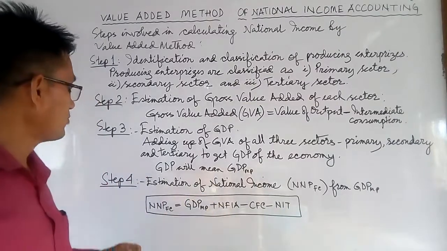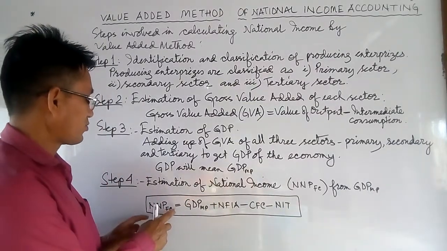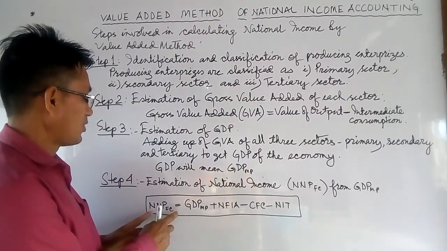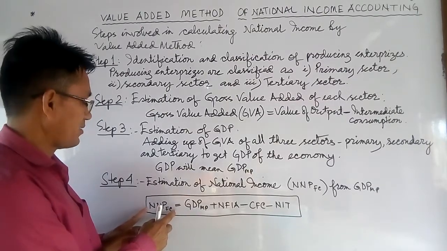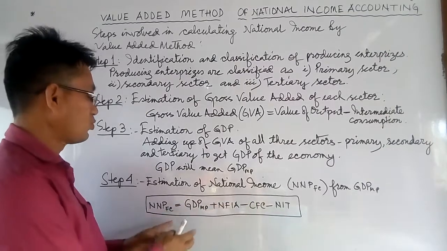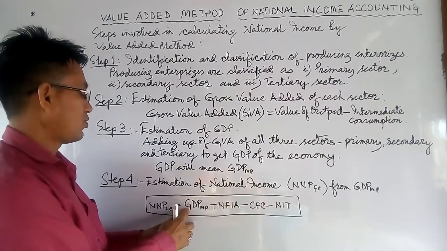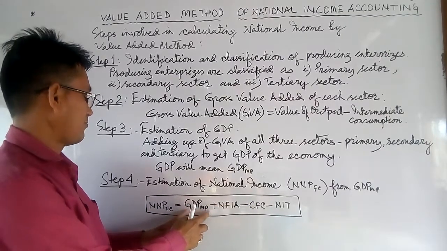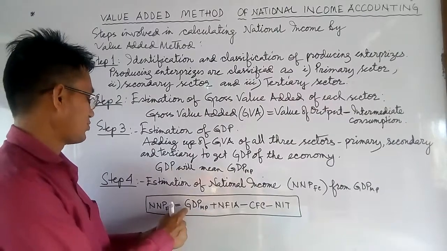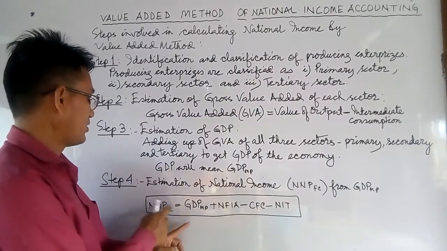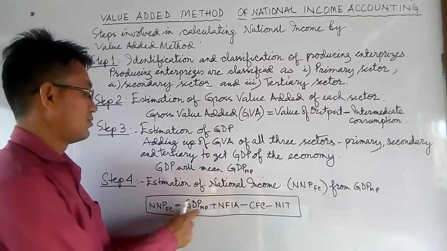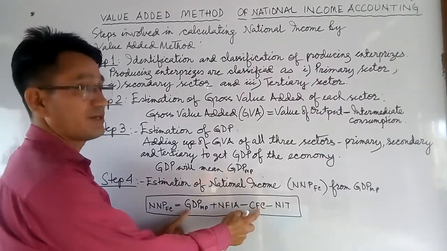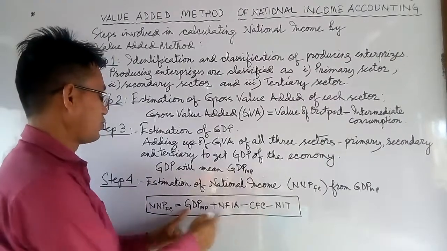I'll explain once more. From GDP at MP we have to derive NPFC. We have to find NPFC if these are given. How? Say gross domestic product at market price. In order to convert this gross into net, we have to subtract the CFC. Then it is converted into net.